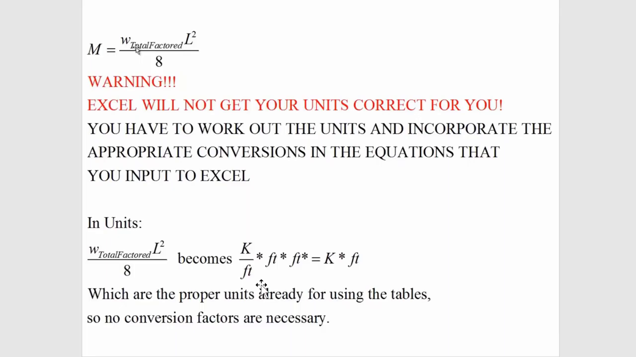When we go work out the units here, we have W, which is in kips per foot. We have length, in this case length squared, and length is in feet, and feet squared will be the appropriate units for L squared. This foot cancels out with that foot, and we end up with kip feet. And it turns out that kip feet are the units that we use for moment. So in other words, the units are already correct for using the tables, and no conversion factor is necessary.